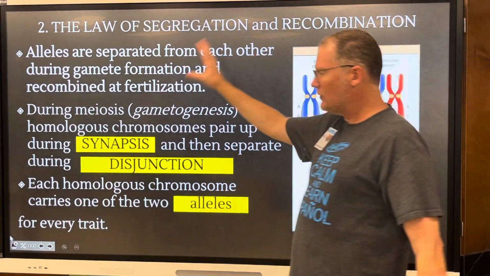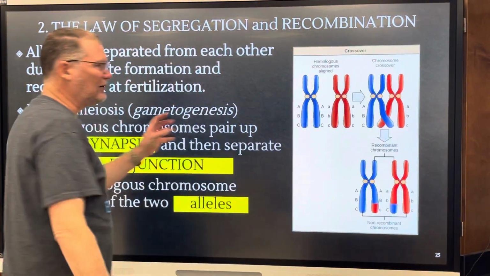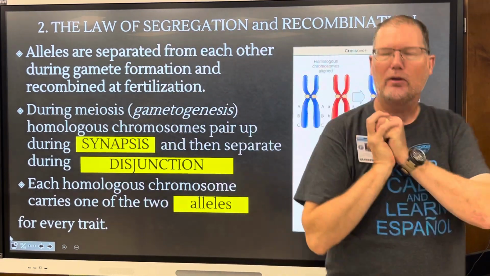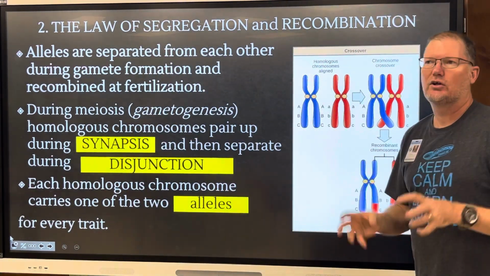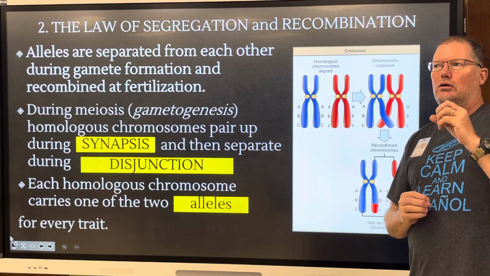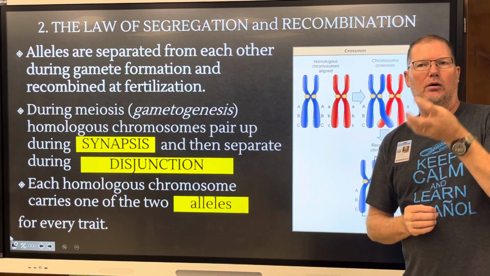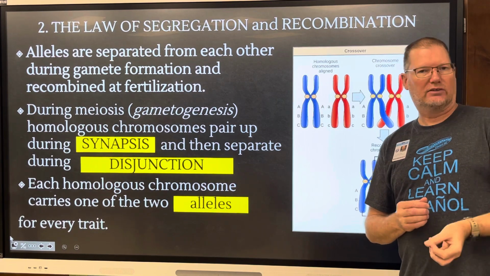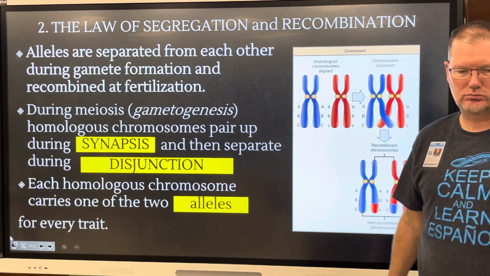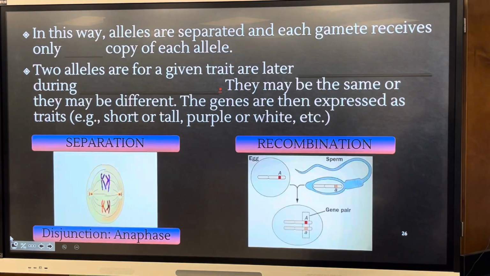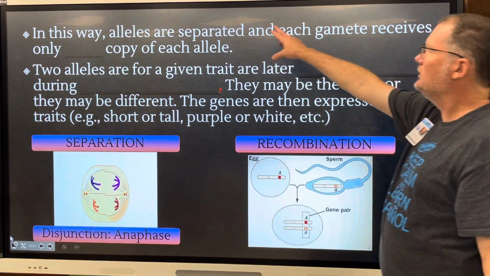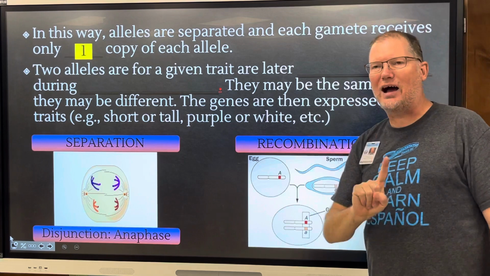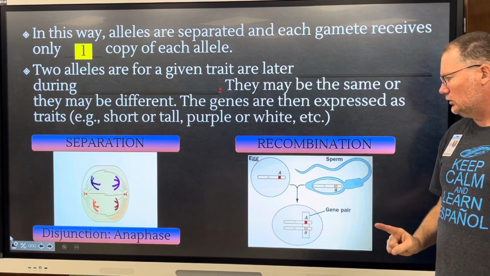So because of this law, segregation means to separate, right? Recombination means to put back together again. So because of these laws, you get a mix-up, a blending of traits, oftentimes. So in this way, alleles are separated and each gamete receives one copy of each allele.